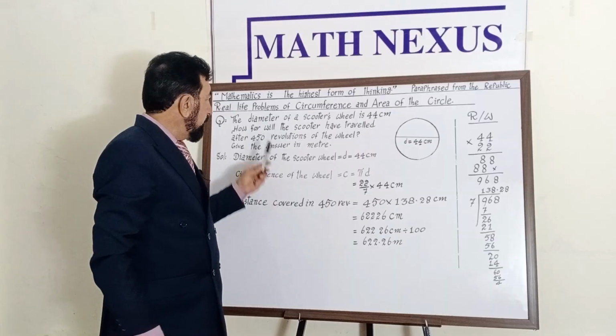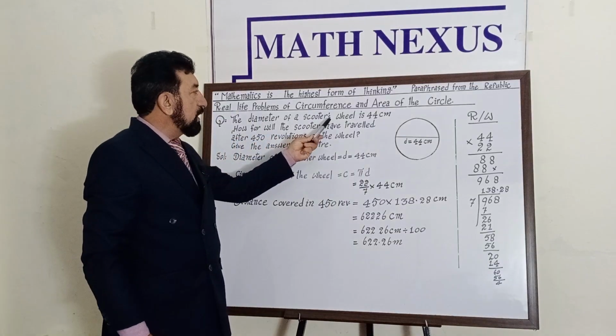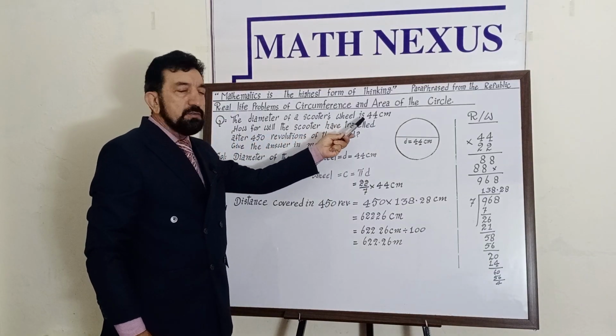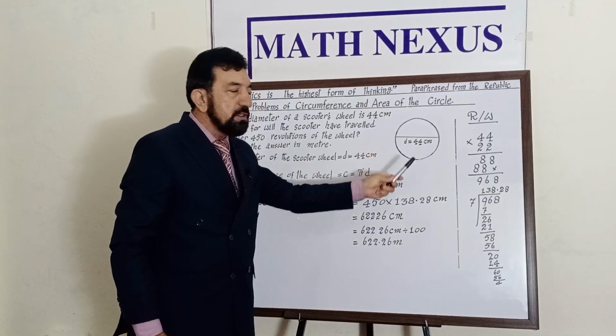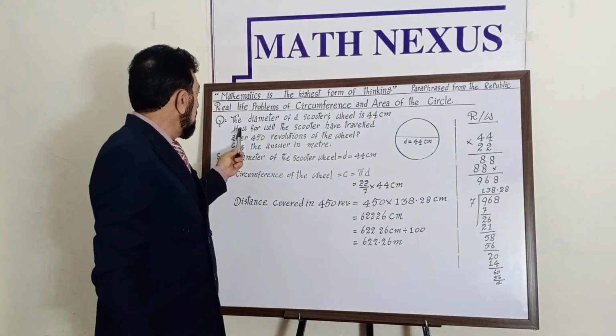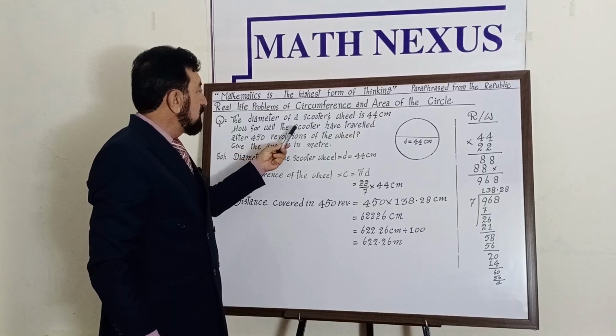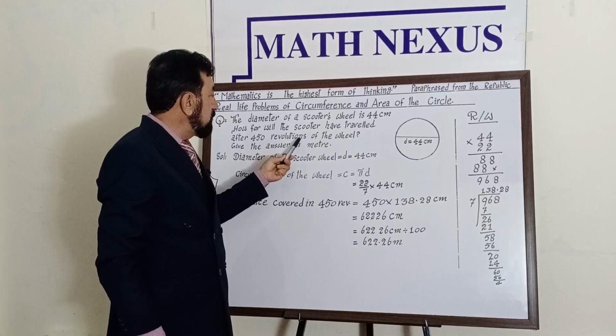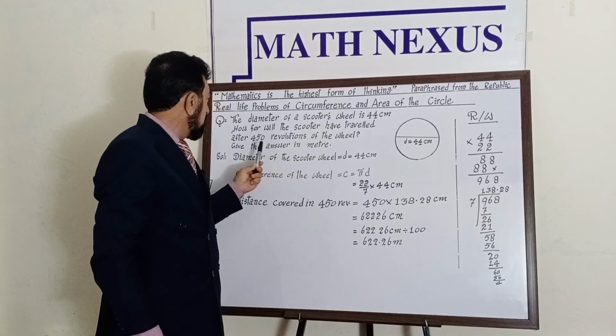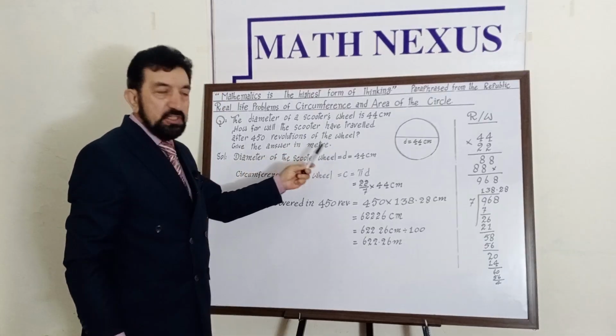Here's the question. The diameter of a scooter's wheel is 44 centimeter. How far will the scooter have traveled after 450 revolutions of the wheel? Give the answer in meter.